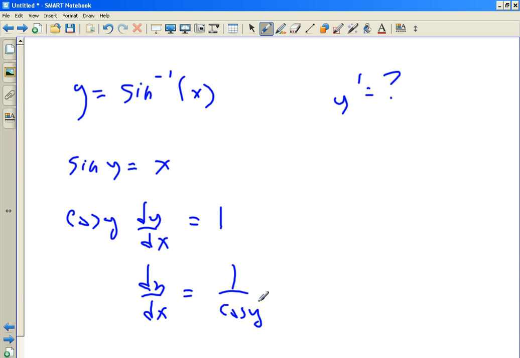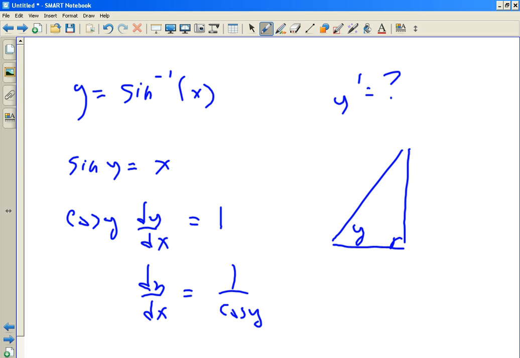Yeah, but can I put this back in terms of x? Because I know who y is. Y is the angle whose sine is x. Construct the right triangle. Do you know an angle? Can you construct a triangle such that there's an angle? Let me call it y. Y is the angle in some right triangle that you can construct such that its sine is x.